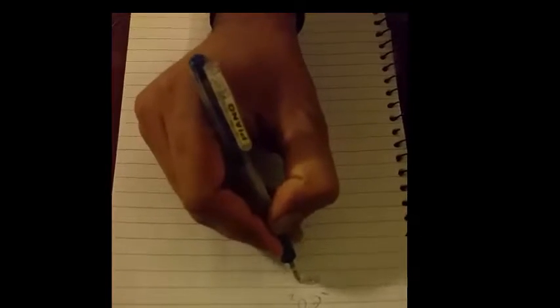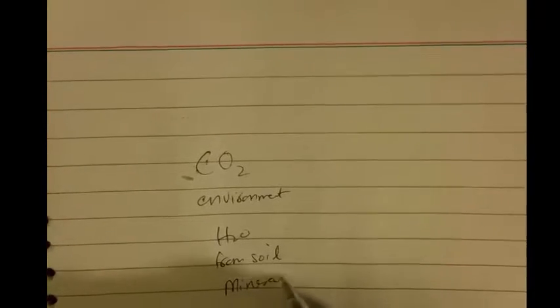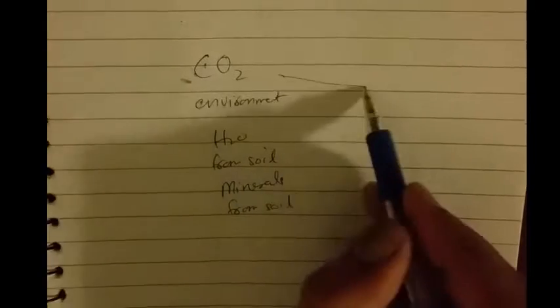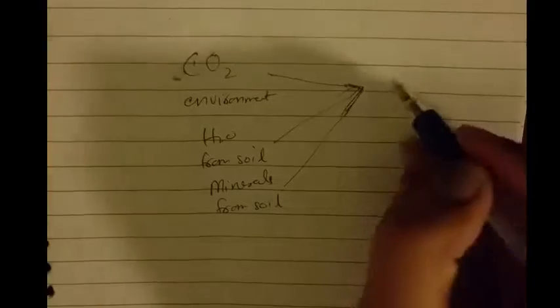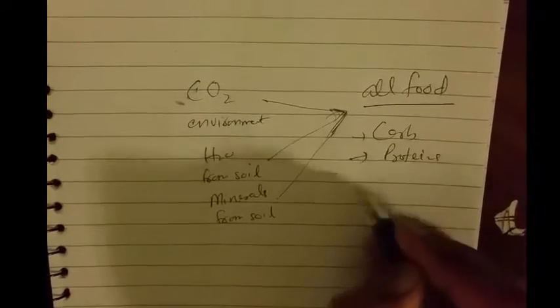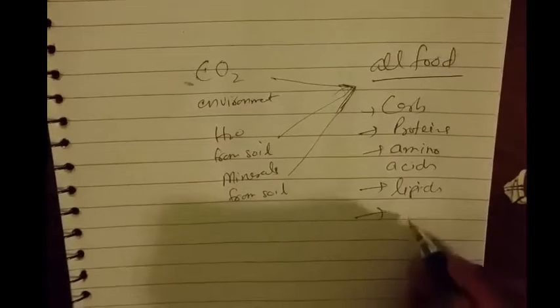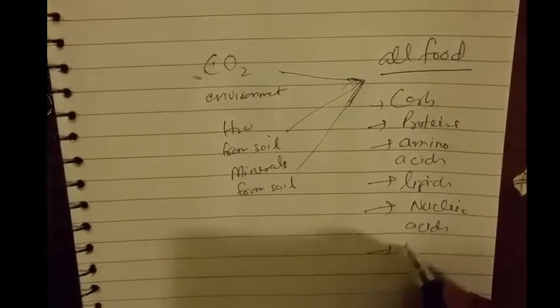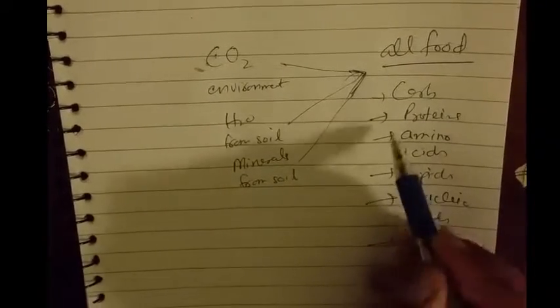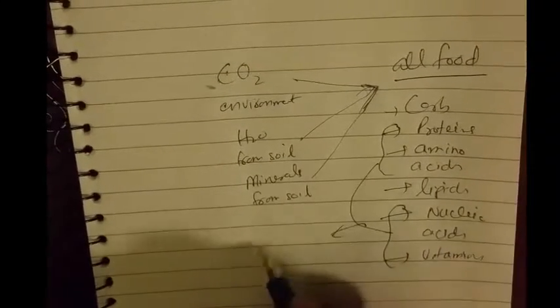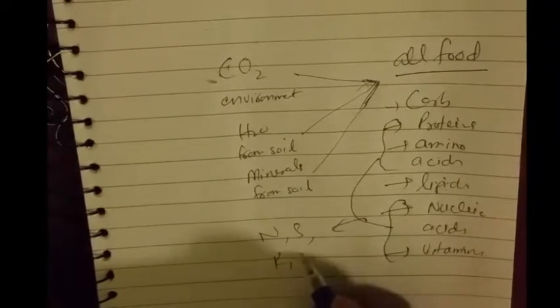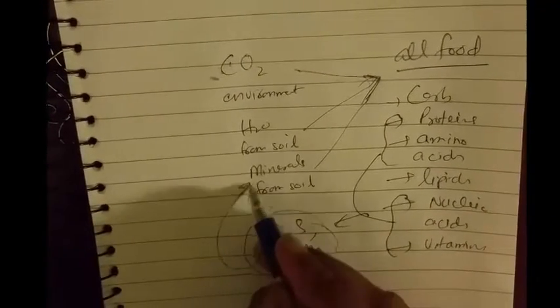You just see here, you are taking carbon dioxide from the environment, water from soil, and minerals from soil. All these things make all food, meaning carbs, proteins, I mean to say amino acids, lipids, all lipids, nucleic acids, vitamins. In these things, you find nitrogen, you find sulfur, you find potassium, you find magnesium. All these things are coming from minerals from the soil.